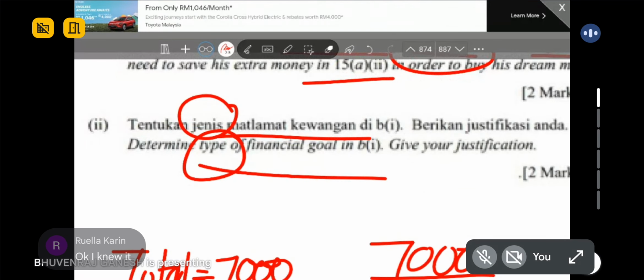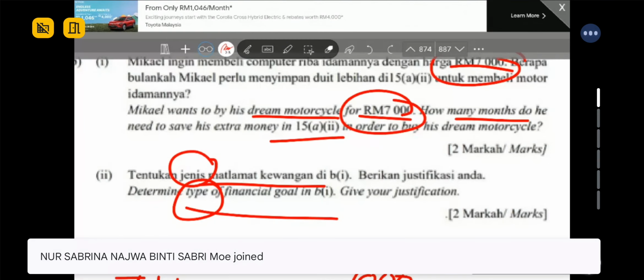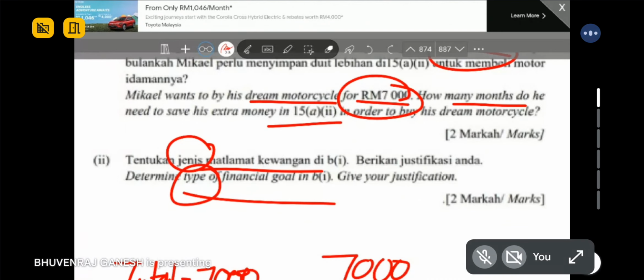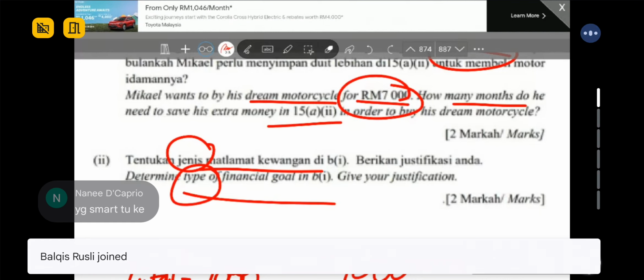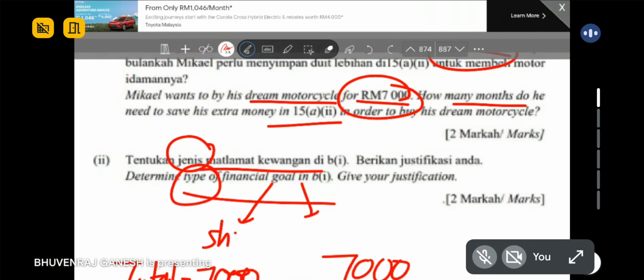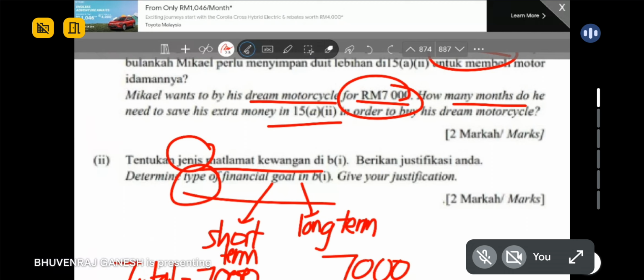So guys, part 2, type of financial goal. Anyone? What is the type? How to answer this? Part 2. What is the type? Fikir. Jenis matlamat kewangan. Anyone? Bukan yang tu. Okay, remember guys, when questions say type of financial goal, got two types. One is short term, one is long term. Remember now, guys, jangka pendek, jangka panjang. So guys, how to know jangka pendek or jangka panjang? Anyone? What is the characteristic?